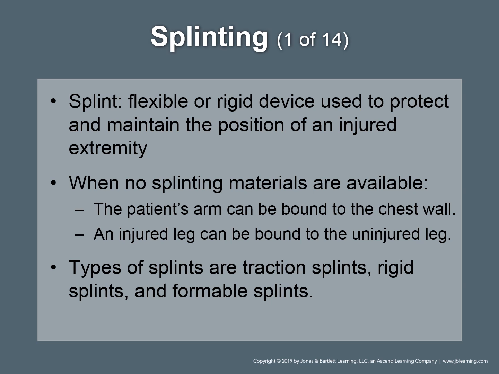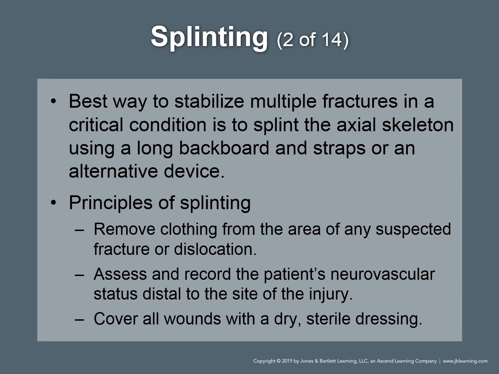We use traction splints for femur fracture, rigid splints, and formable splints. Rigid splints are straight, they're boards, they won't bend. Formable splints you can kind of twist and bend to whatever your patient needs. The best way to stabilize multiple fractures is to put the patient on a long spine board. It will splint the entire body.